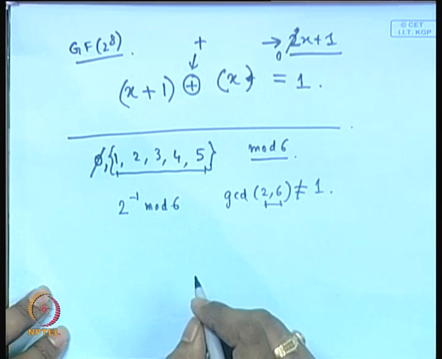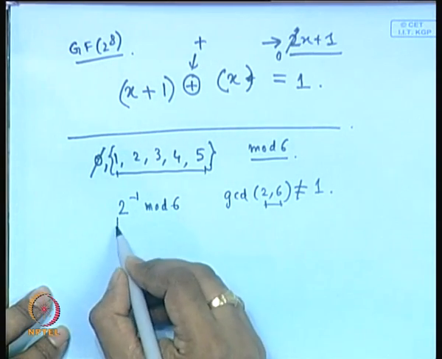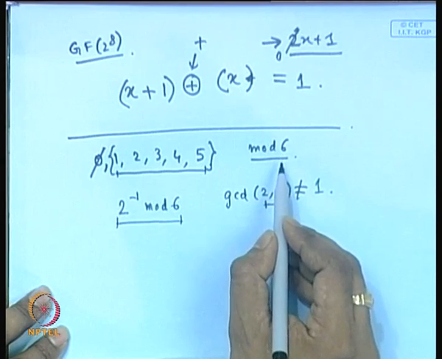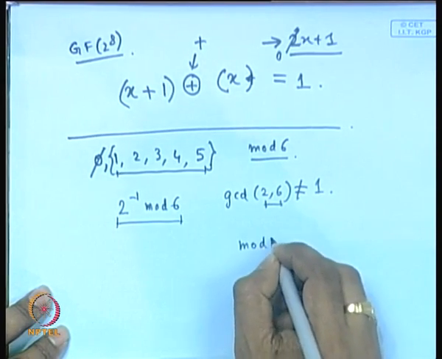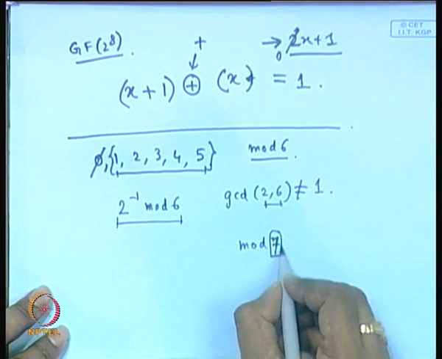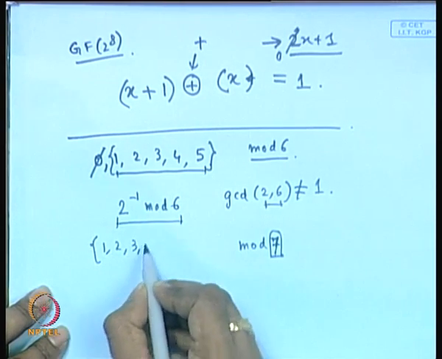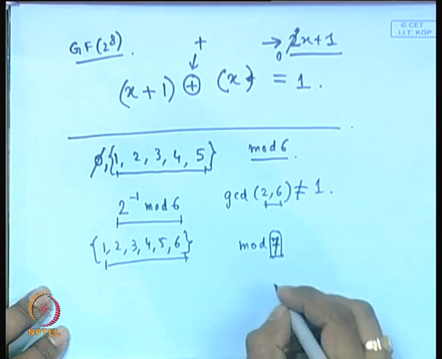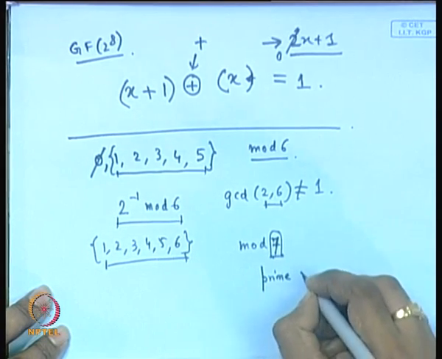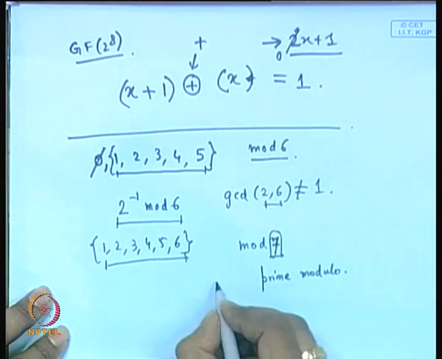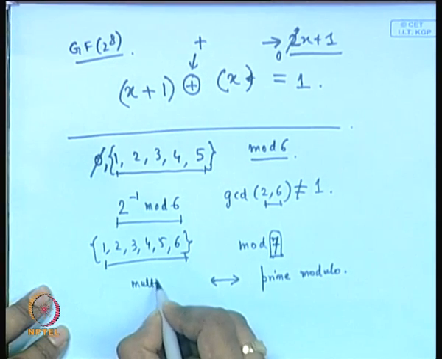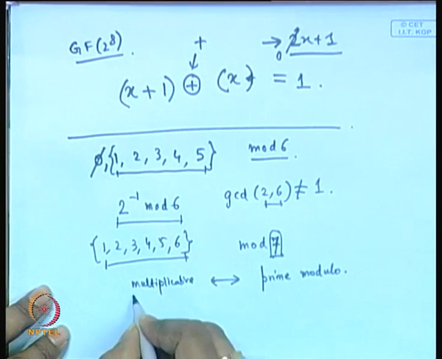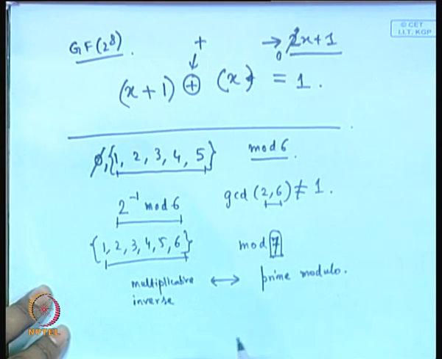So similarly, if you require to define this, then instead of taking modulo 6, I would have rather taken modulo 7. Why? Because 7 is a prime number, all the elements 1, 2, 3, 4, 5, 6 are co-prime to the number 7. So the idea of a prime modulo was important to define the concept of multiplicative inverse of all the elements. In order to have a multiplicative inverse for all the elements, we required that our modulo had to be a prime number.